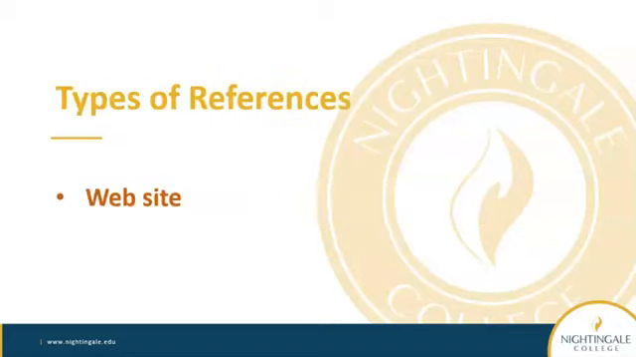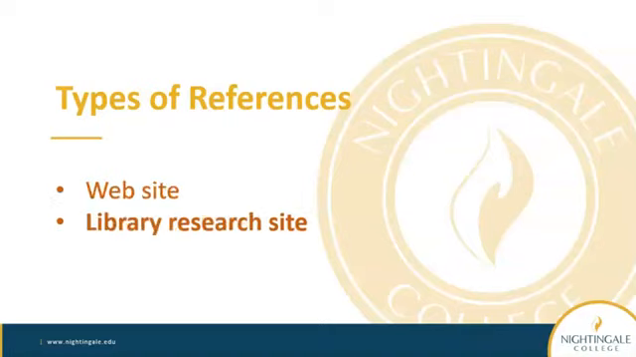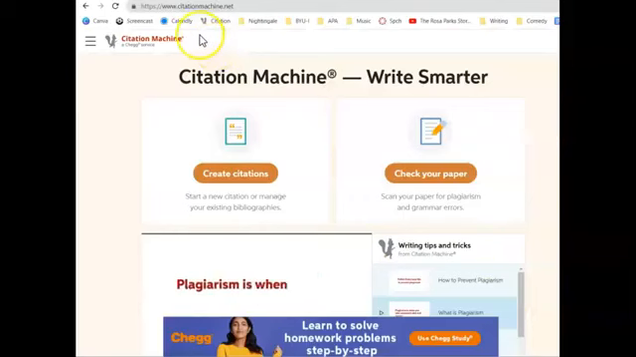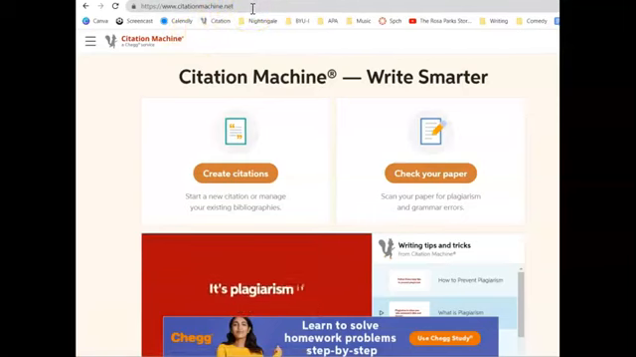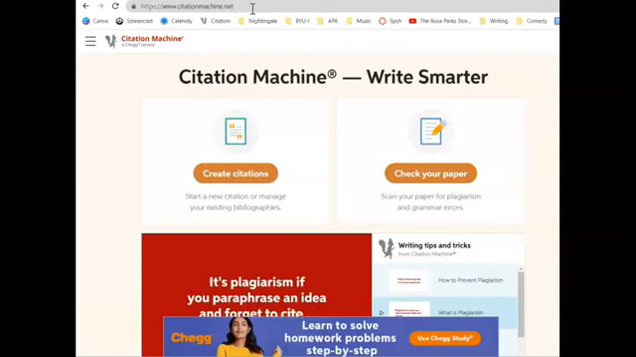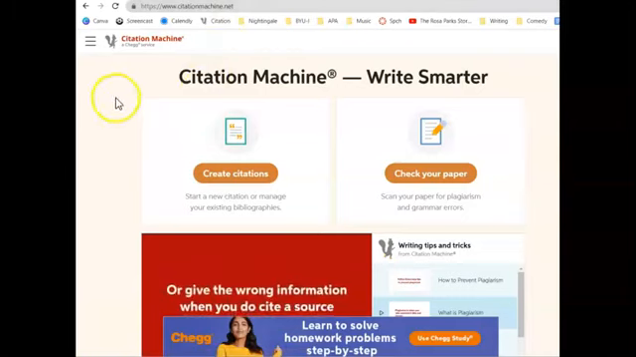Okay, I want to look now at different kinds of references. We're going to look at a couple different kinds. The most common that we will be dealing with in the essays are the website and the library research site. We are going to look at how to create the sources for the references page. CitationMachine.net is my choice of programs. It's kind of my go-to program when creating citations. There are several programs out there, many of which are really good. This is just the one that I happen to like using.